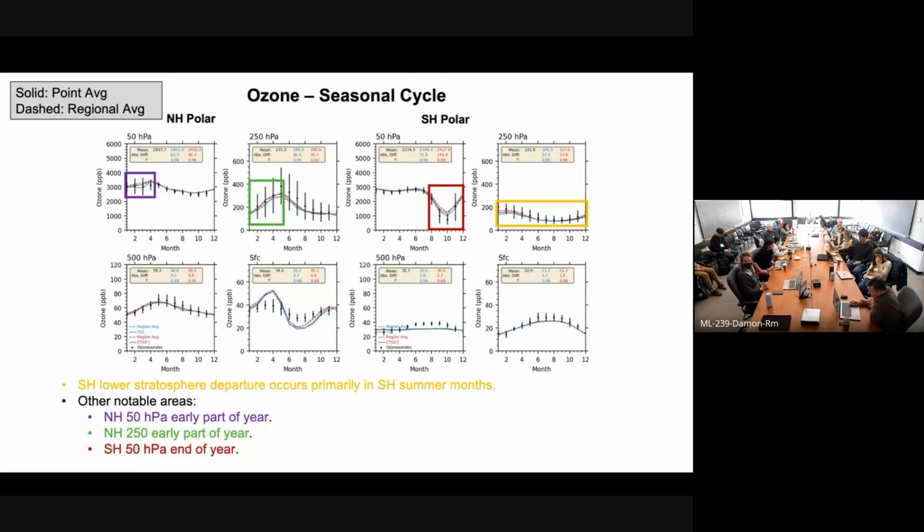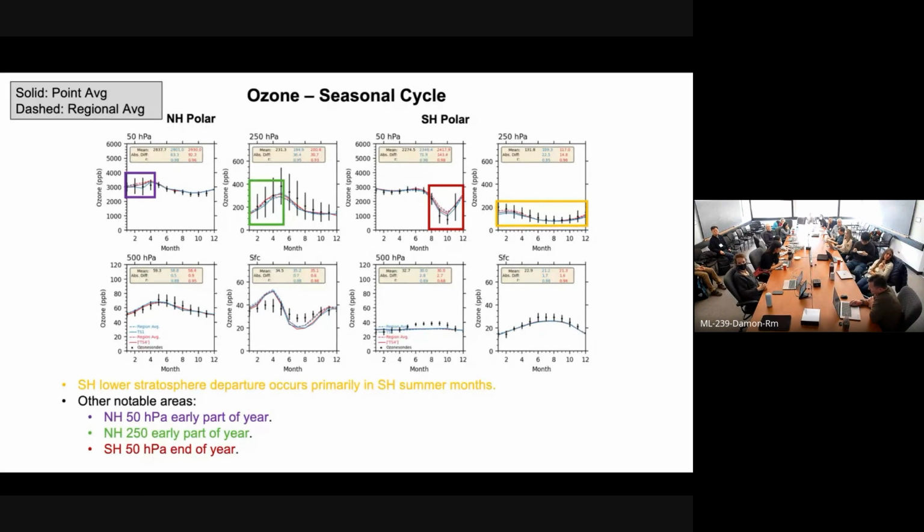And so what we find is in the Northern Hemisphere, at 50 hectopascals in the early part of the year, there's a little bit of a deviation between the two models. And in the green box at 250 hectopascals in the Northern Hemisphere polar, in the first half of the year, you see a little bit of difference.